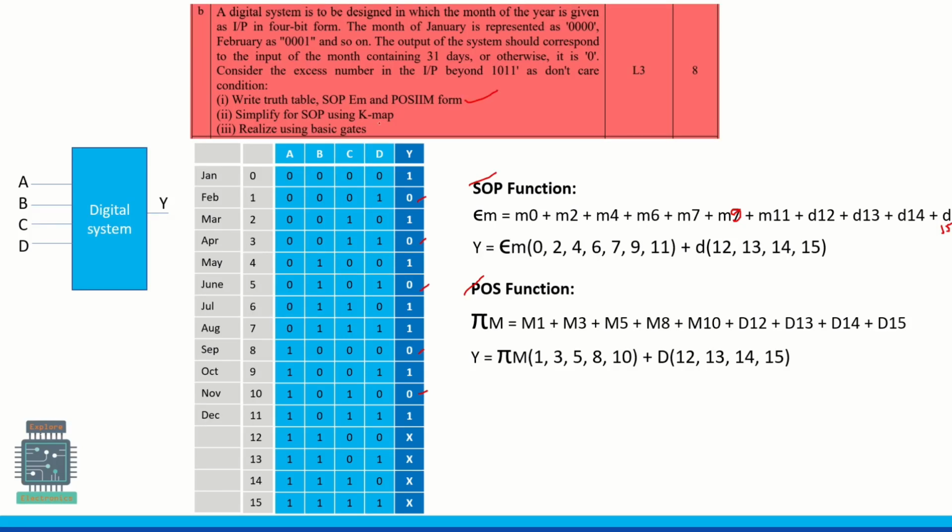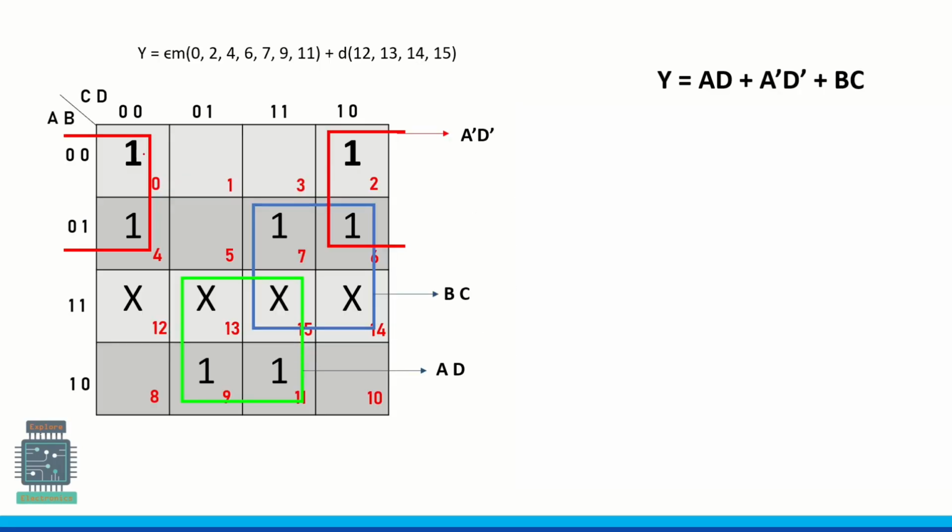The second thing is to simplify the SOP using K-map. We need to take this SOP expression directly and put 1 in these values in our K-map, and we are going to get the simplified expression. Let us write the K-map for that. I have already put the values over here and also the grouping has been done like this. For 0 we have 1, for 2 we have 1 here, for 4 we have 1 here, and 6, 7, 9, 11 also have 1, and these four are don't care.